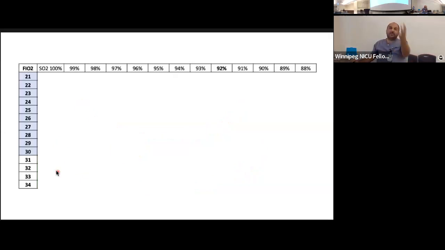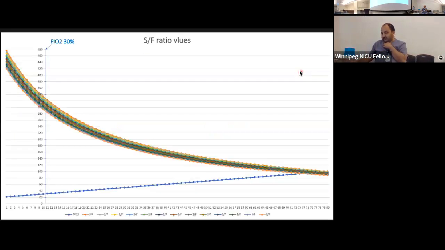So I made all the possibilities for FiO2, from 21% to 100%, with the goal of saturation between 100% and 88%. I came up with this figure about the relationship between FiO2, saturation and the SF ratio, which takes this configuration. And here, this is the FiO2 30%. So when FiO2 is 30%, I have an SF ratio in the range of almost 290 to 300, I think.